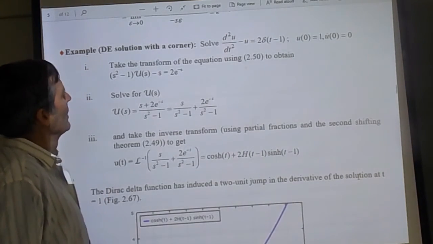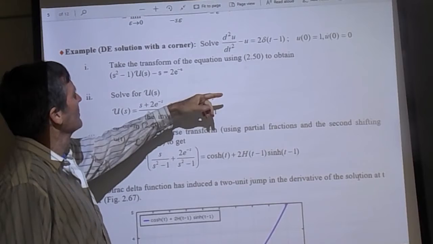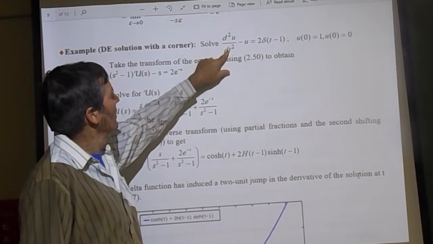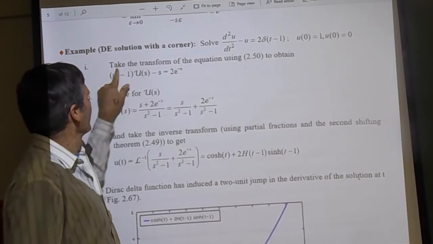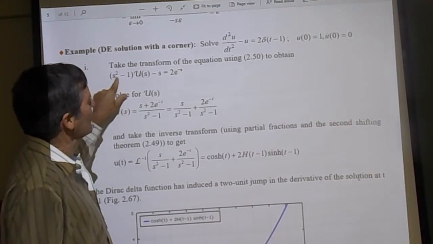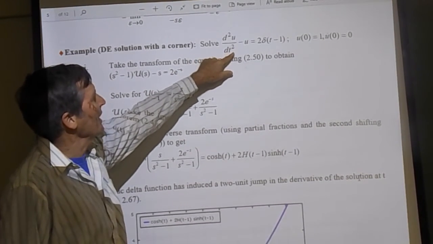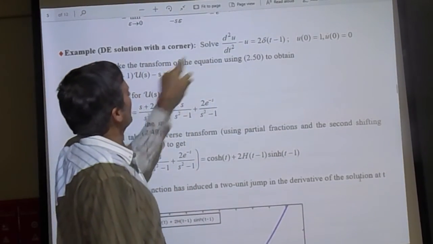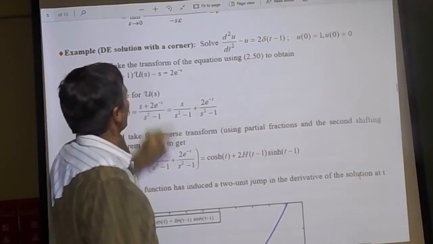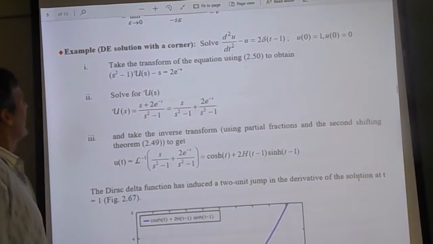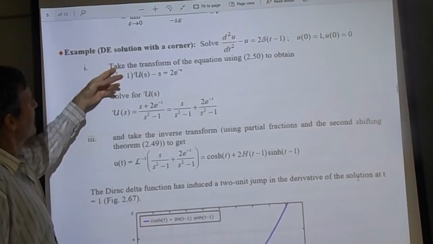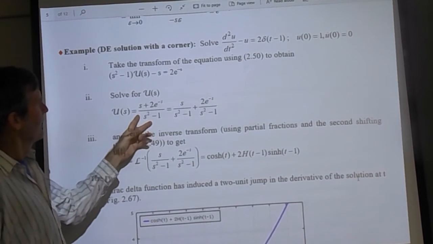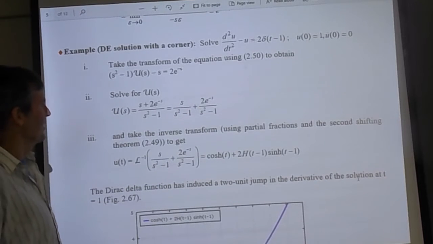And the Laplace transform of the second derivative is, I put a couple steps in here, s squared U of s minus s u of 0, which is 1, so that's where the minus s comes in here. And then minus the Laplace transform of u is minus 1 U of s. So this is a quick transform of this on the left. You solve for U of s by dividing through by s squared minus 1, and you get this. And then you break it up into two pieces.